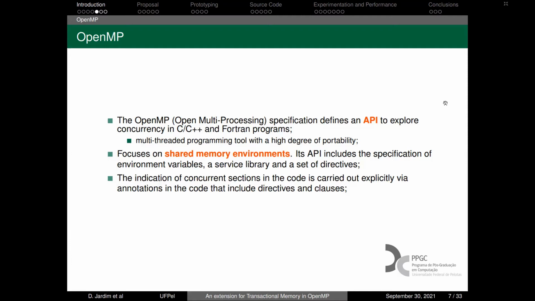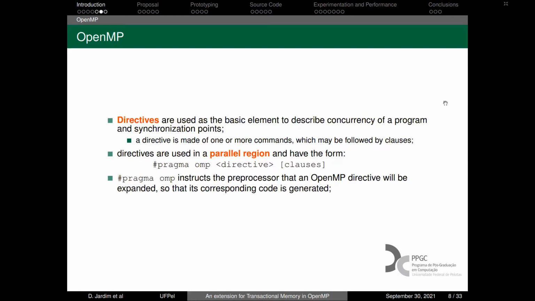The indication of concurrent sections in the code is carried out explicitly via annotations in the code that include directives and clauses. Directives are used as the basic elements to describe the concurrency of a program and synchronization points. A directive is made of one or more commands, which may be followed by clauses. Directives are used in a parallel region and have the form of this notation: pragma OMP with a list of directives and a list of clauses.